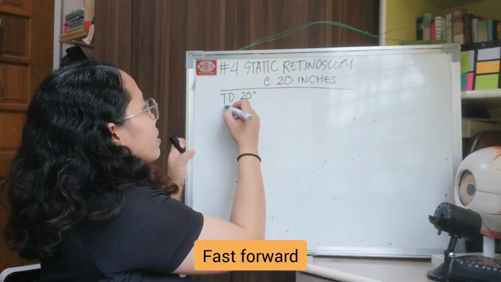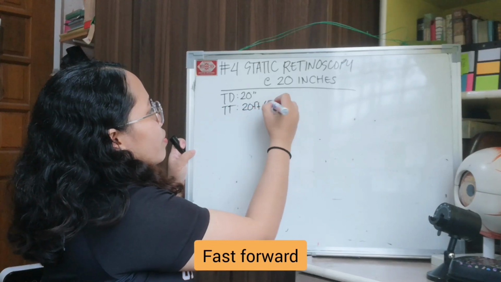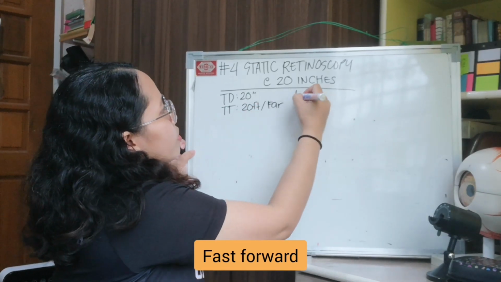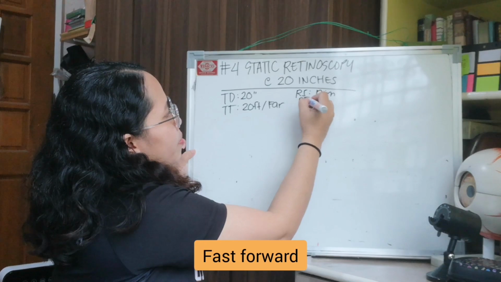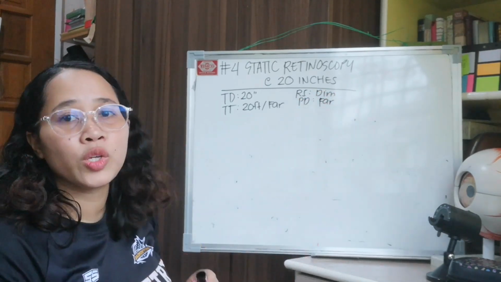So recalling the setup for retinoscopy, test distance is 20 inches. I hope you can see it clearly. Test target is 20 feet or far. Room illumination is dim. The PD that you'll be using is far.